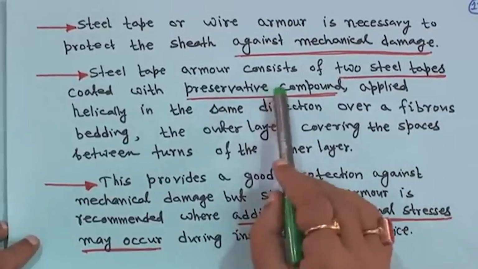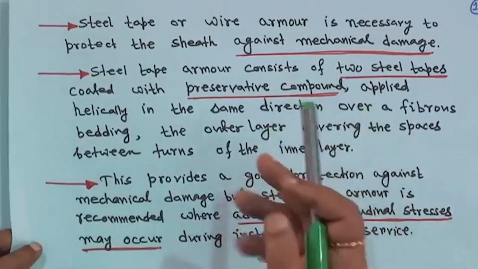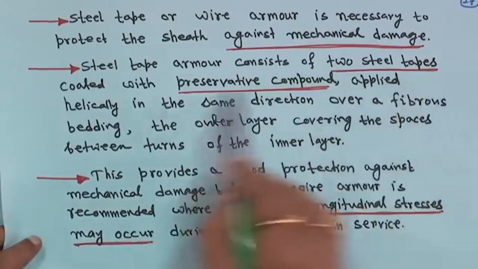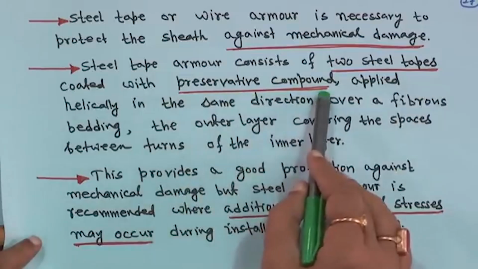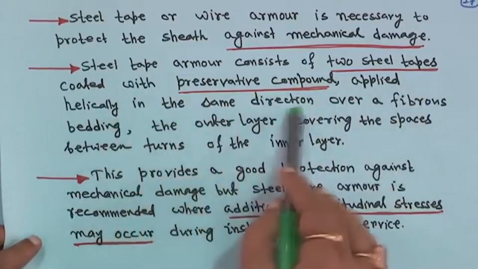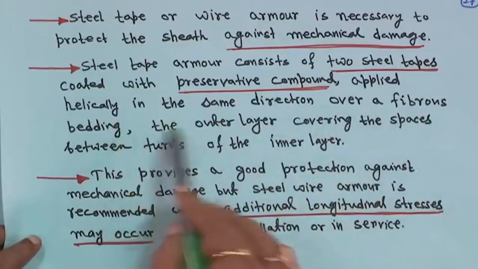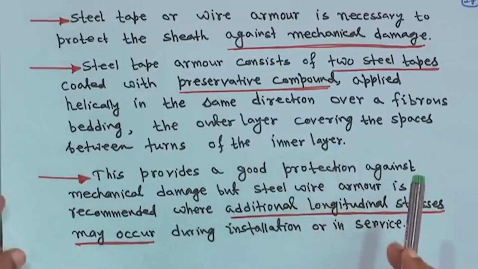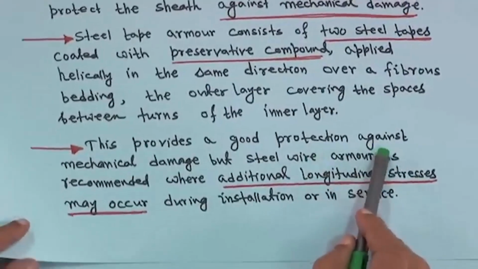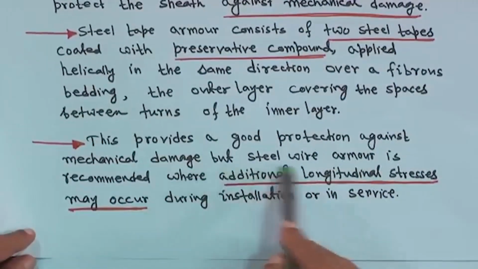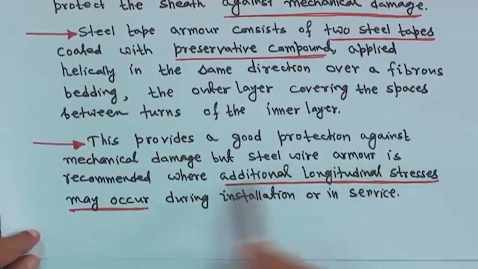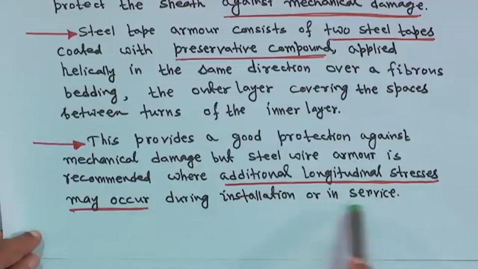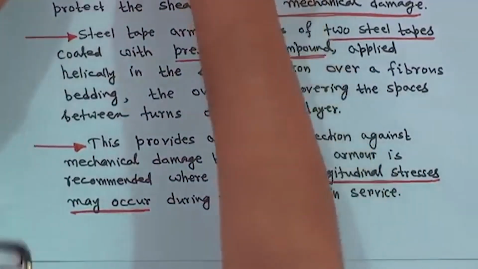So, steel tape, it is like onion, one after another. Steel tape armor consists of two steel tapes coated with preservative compound, applied helically in the same direction over a fibrous bedding, the outer layer covering the spaces between turns of the inner layer. This provides a good protection against mechanical damage, but steel wire armor is recommended where additional longitudinal stresses may occur during installation or in service, right.